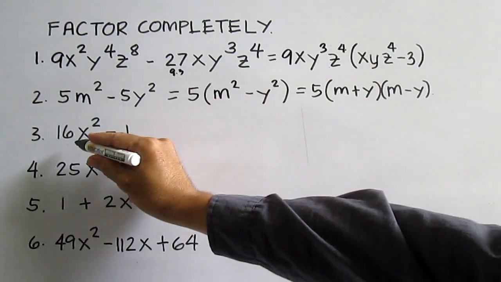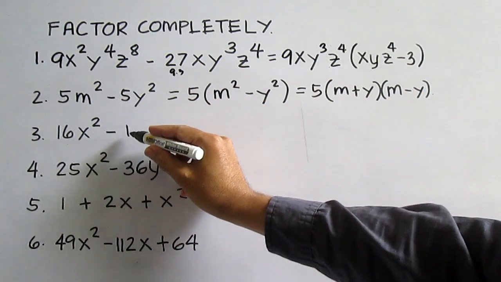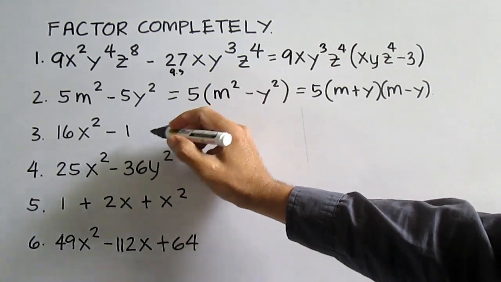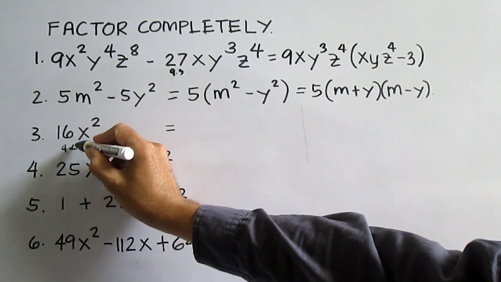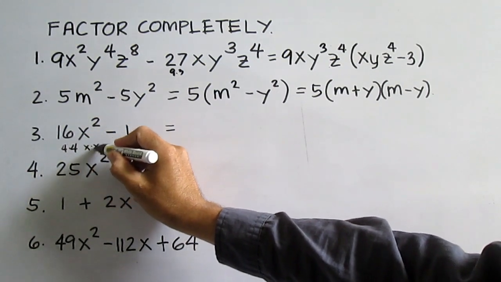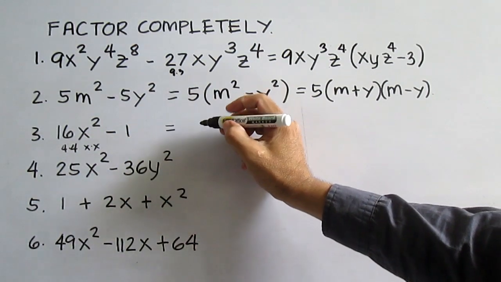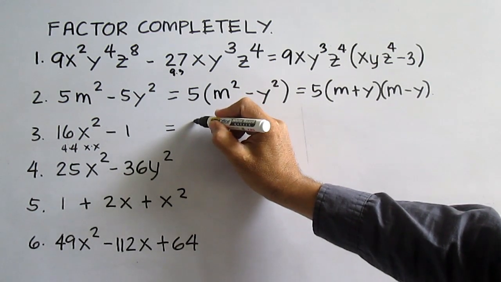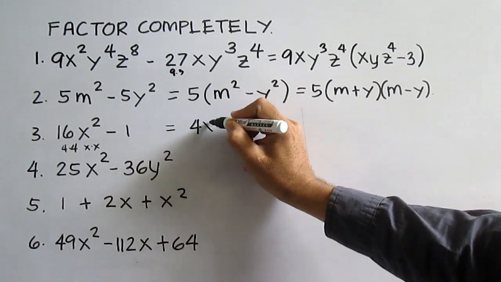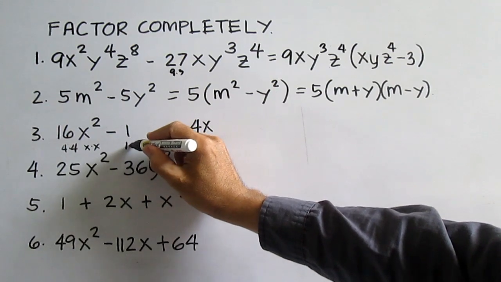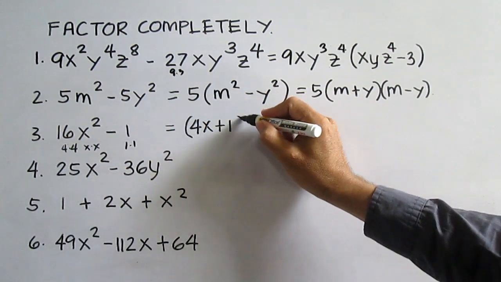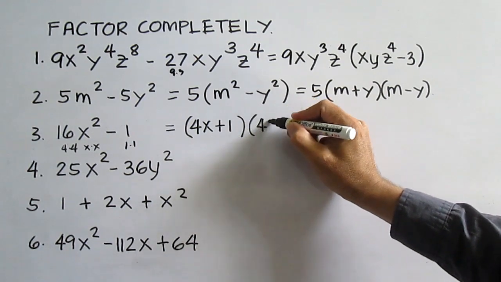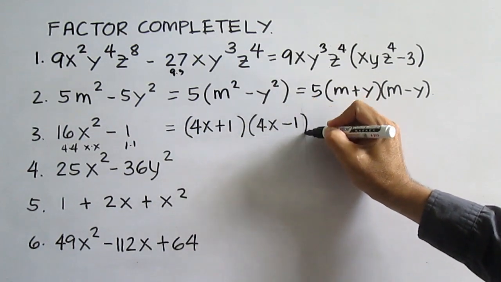16x squared minus 1 is in the form difference of two squares. This is equal to the square root of each term and write in the form sum and difference of two terms. Quantity 4x plus 1 times the quantity 4x minus 1.